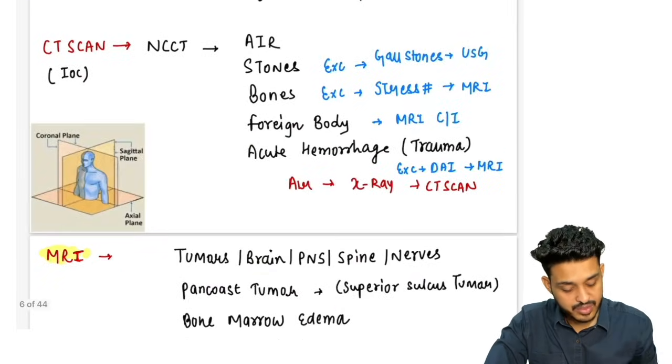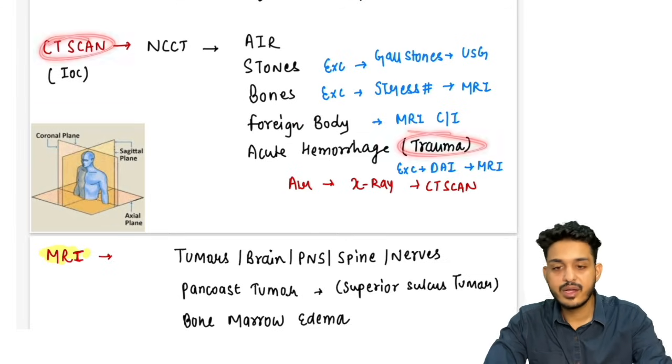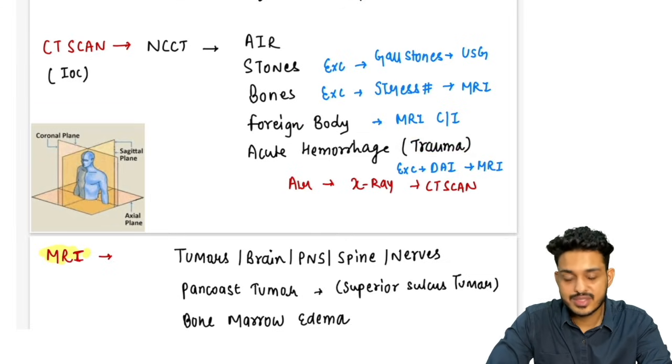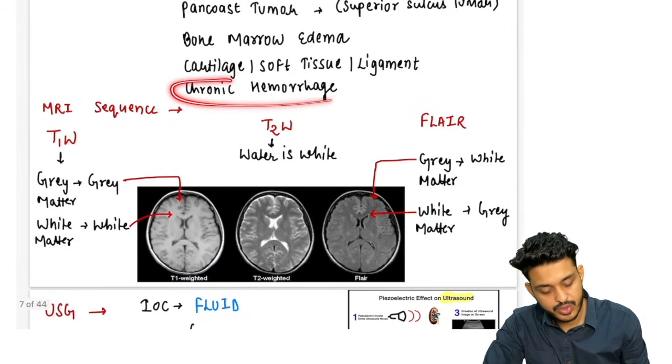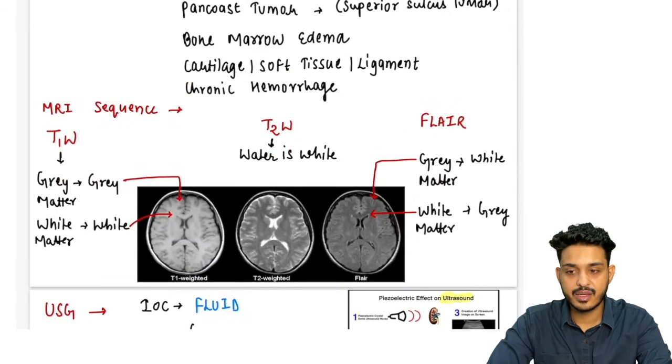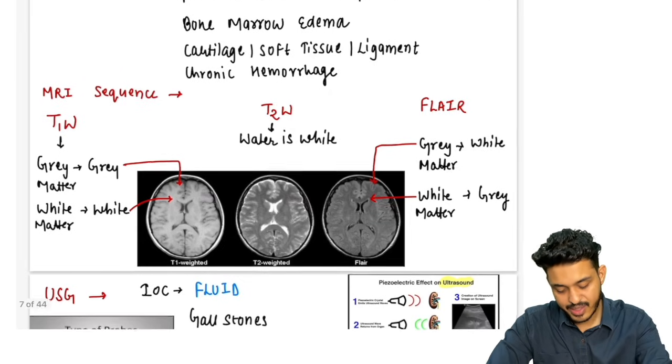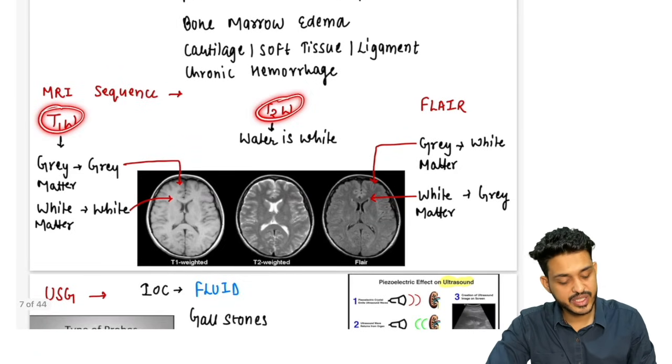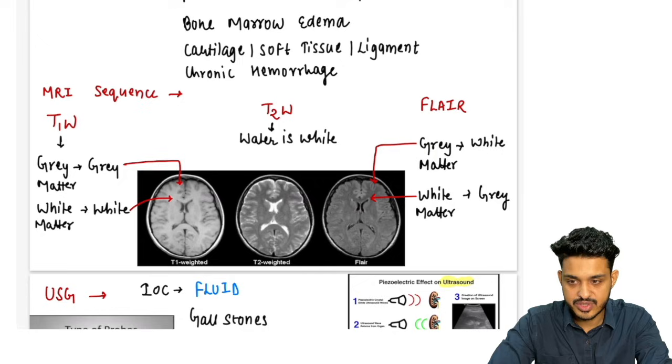For acute hemorrhage, we are going to do CT scan. For chronic hemorrhage, we are going to do MRI. Right? We have got certain sequencing of the MRI. We have got T1 weighted image, T2 weighted image, and we have also got the FLAIR imaging.